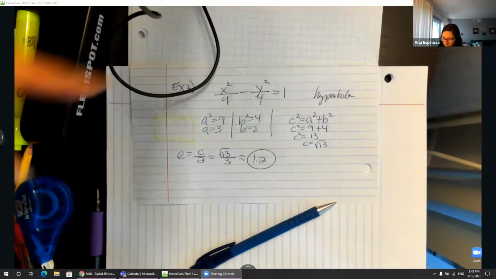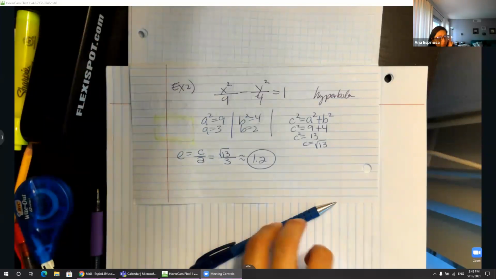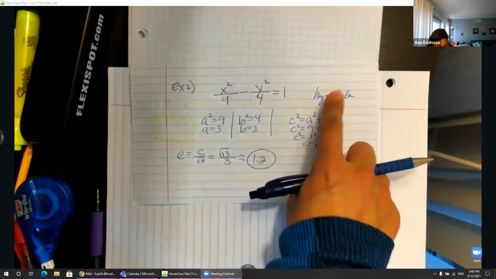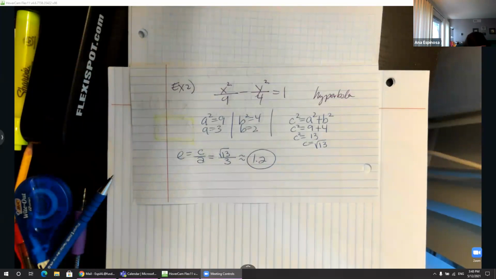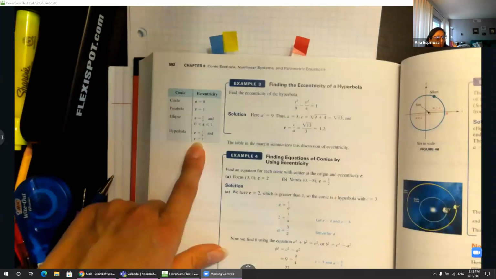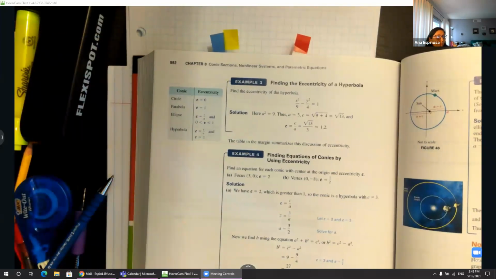I'm not quite sure. All right, so I did the math and I got 1.2. 1.2 is a hyperbola according to the book, where I showed you, and this you don't have to know. But it is just in the book, and it just gives you an idea of why it's a hyperbola. That's because it's greater than 1. That's all. Okay, that was a 1.2.